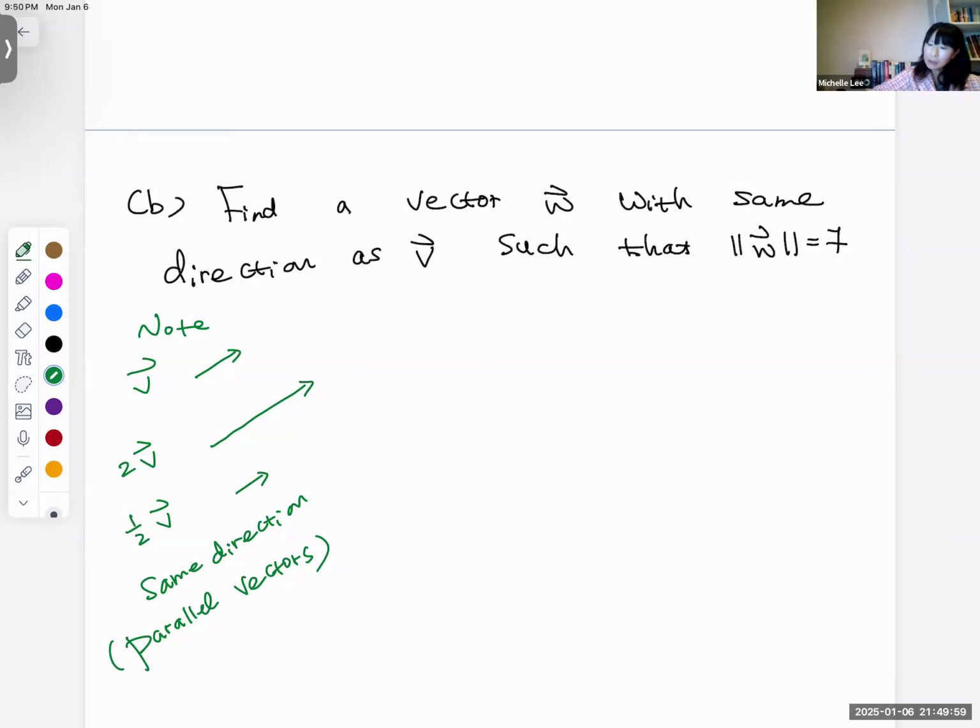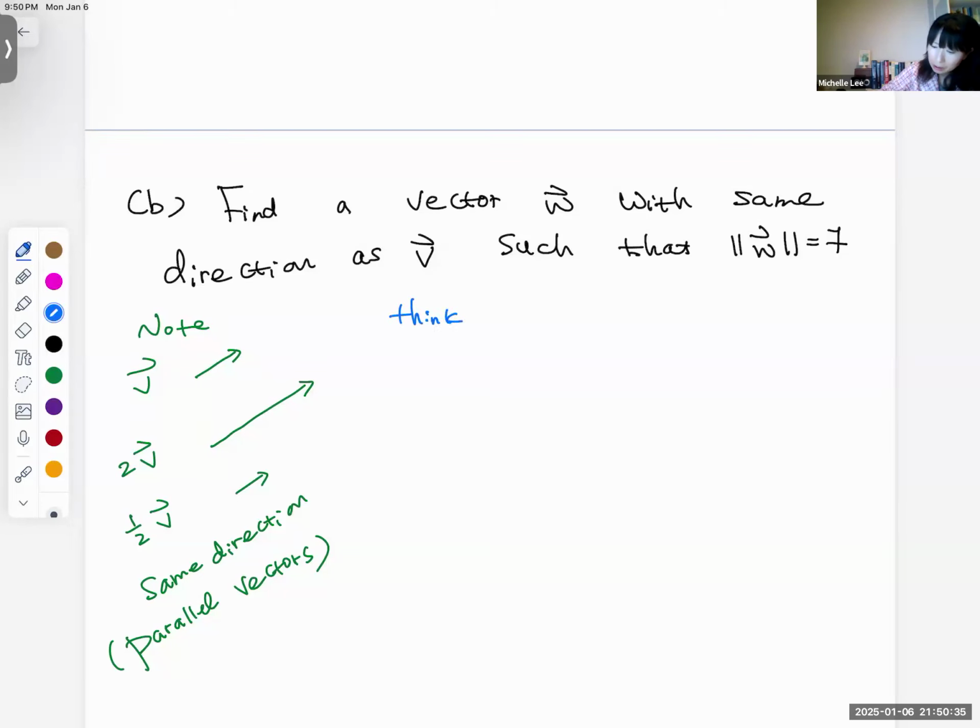Okay, so in that case, we have a magnitude of w equal to 7, and the direction is the same as vector v, which is vector u, the unit vector. The unit vector goes in the same direction as vector v, right? Then we can just use the scalar 7 times vector u. Make sense to you? So let me write it down.